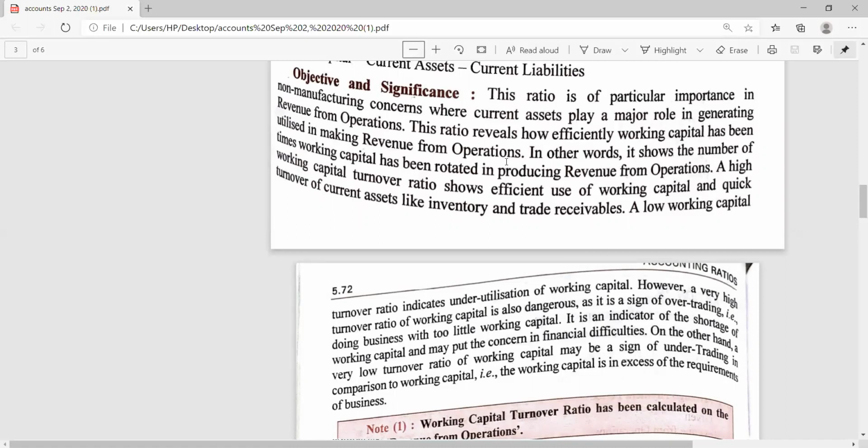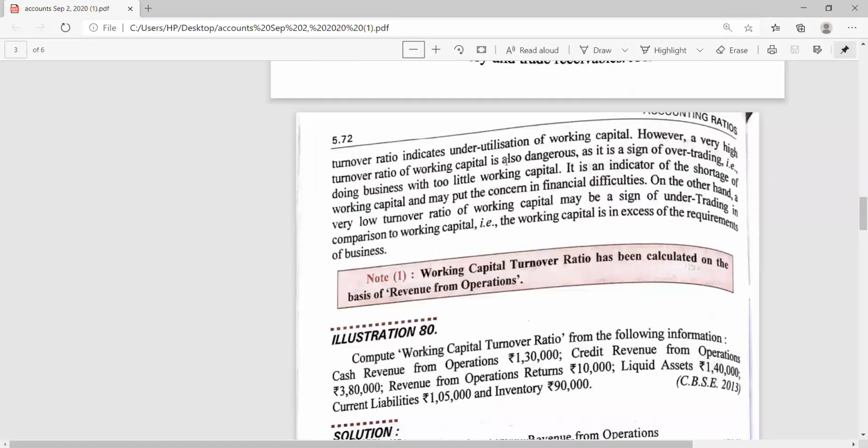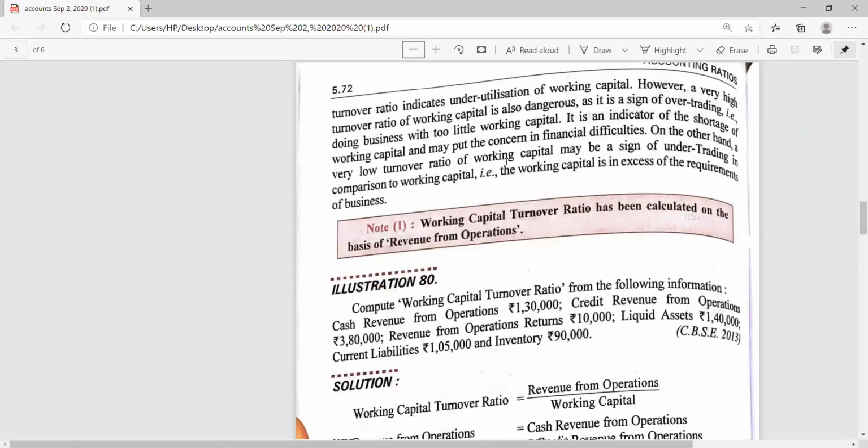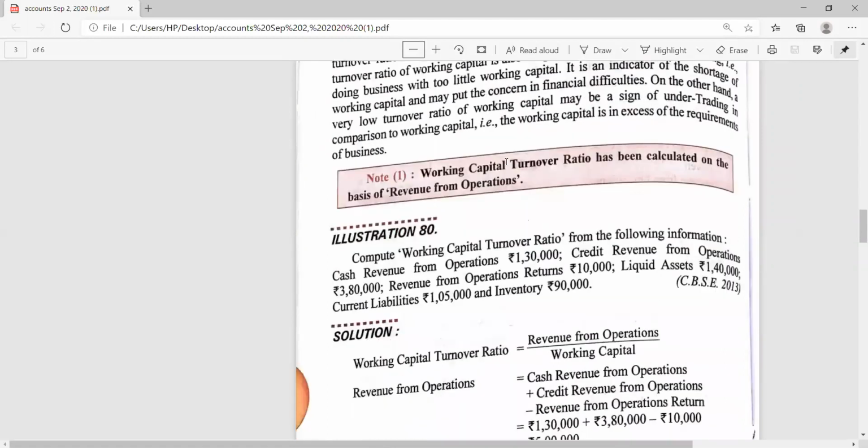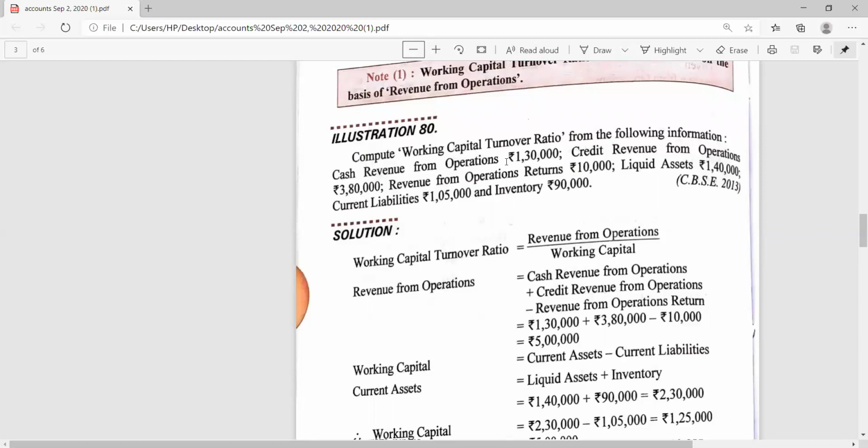The working capital is in excess of requirements of the business. So in this way, it should be very much clear to you about the basics of the working capital turnover ratio. But keep in your mind, the working capital turnover ratio is to be calculated on the basis of revenue from operation. So let's see illustration number 80 and it will be more clear to you how it is to be calculated.